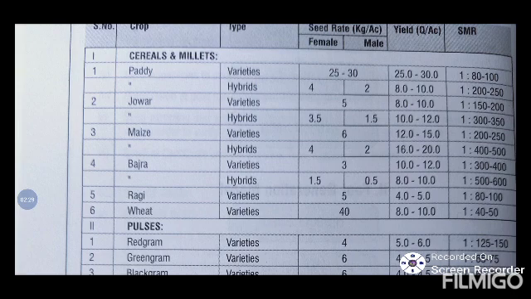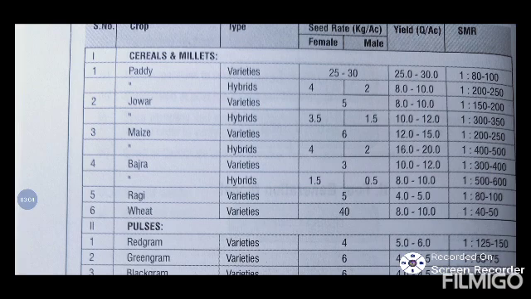Coming to maize varieties, the seed rate is 6 kg and the yield expected is 12 to 15 quintals per acre. Then the seed multiplication ratio is 1 is to 200 to 250. If hybrid, it means 4 kg per acre for female and 2 for male. And the yield is 16 to 20 quintals per acre and the multiplication ratio is 1 is to 400 to 500.